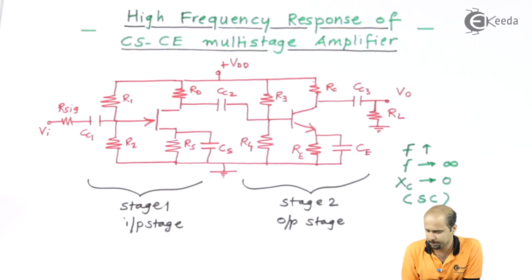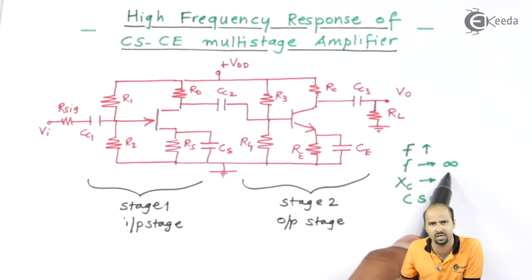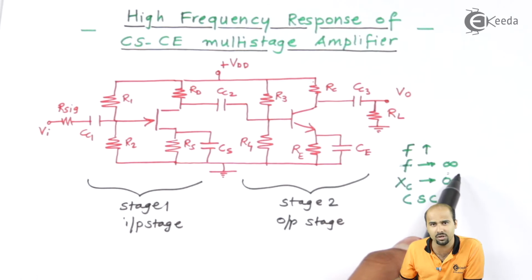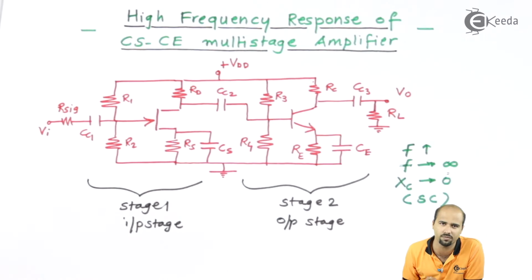No, not really. Basically, if CC1 is short circuited, your input is directly connected to your first stage, and the output of stage 1 is directly connected to stage number 2, right? So CC1, CC2, CC3, CE and CS are not responsible for calculating the value of FH, that is the higher cutoff frequency. My higher cutoff frequency can be anything, can be infinite as well, but do we really get that frequency as an operating frequency for this multistage amplifier operation?